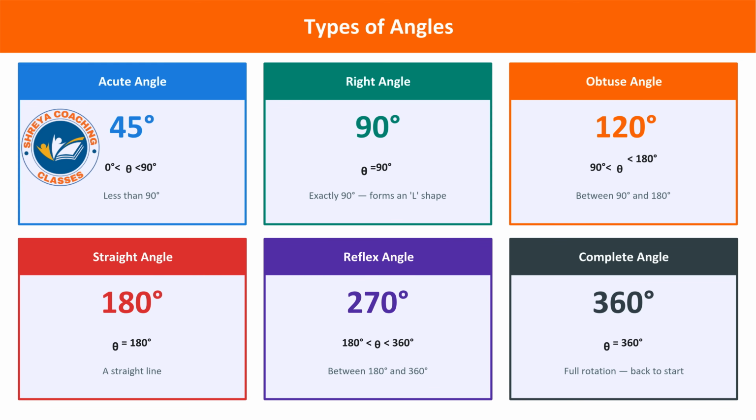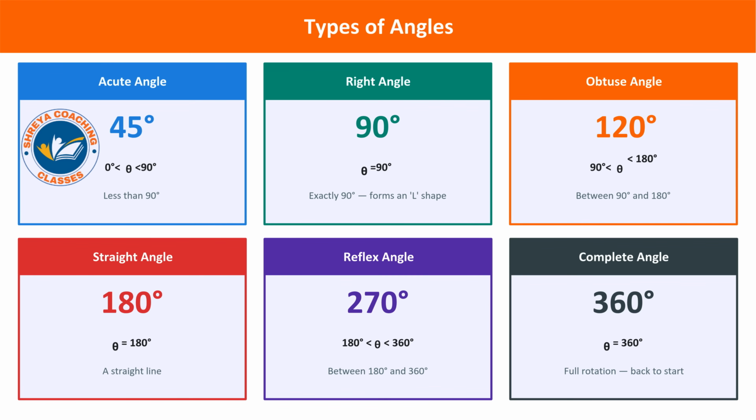Next is the right angle. A right angle measures exactly 90 degrees. It forms the shape of the English letter L. Look around your classroom. The corner of the blackboard, a book, a window, or a table usually forms a right angle. The third type is the obtuse angle. An obtuse angle is greater than 90 degrees but less than 180 degrees. Examples include 100°, 120°, and 150°. Notice that an obtuse angle is wider than a right angle.